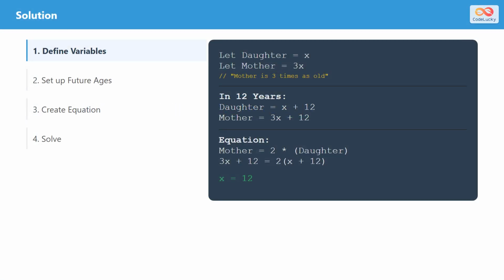Here is how we solve it. First, we define the variables based on the present. Let the daughter be x. Since the mother is 3 times as old, she is 3x. Next, we look at the future. In 12 years, the daughter becomes x plus 12, and the mother becomes 3x plus 12. Finally, we write the equation. The problem says the mother will be twice the daughter's age. So, 3x plus 12 equals 2 times the quantity x plus 12. From there, we just solve for x, which gives us 12.